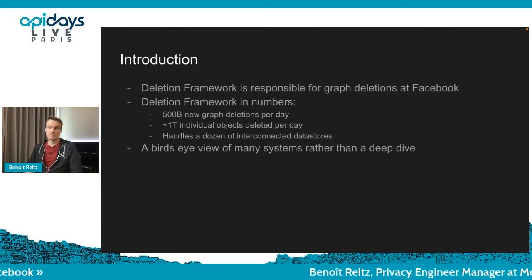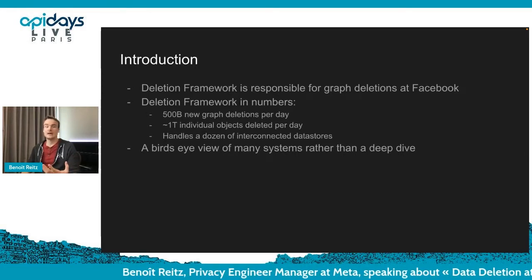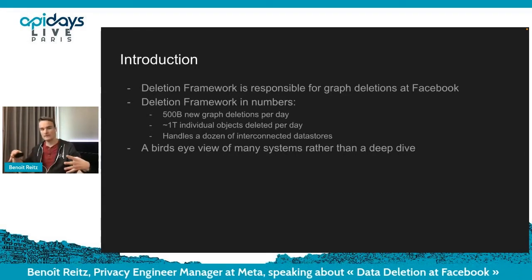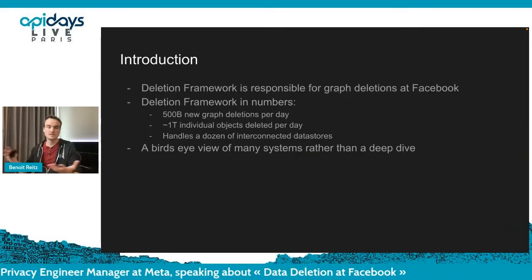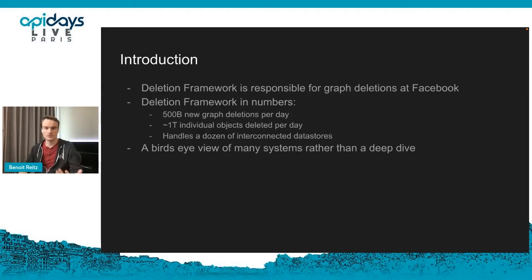Deletion framework is the framework responsible for graph deletions. So imagine you want to delete your Facebook account. We need to identify what's the logical subgraph that represents your data. And then this is going to be spread across many machines and many data stores. And we need to ensure that there is no trace of you after a given amount of time.